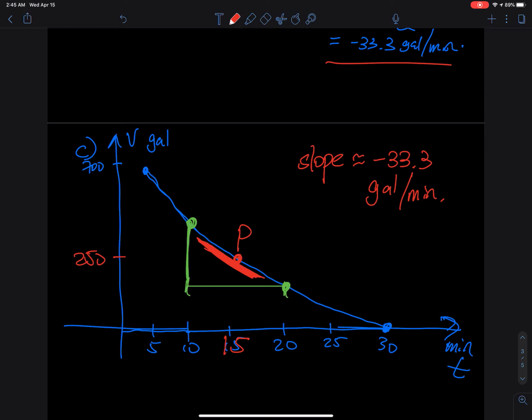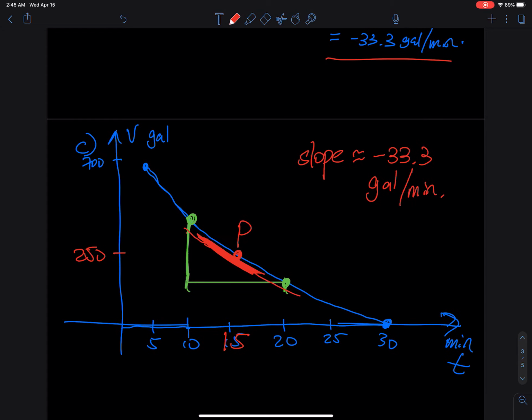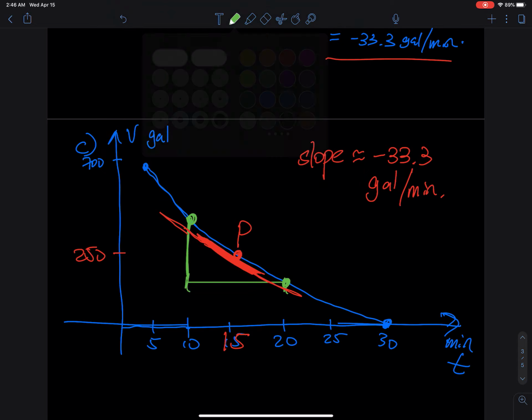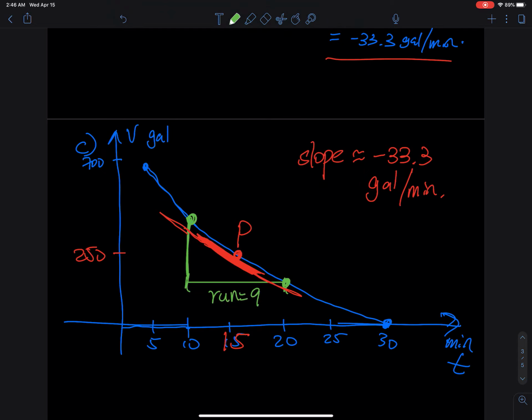take this green point, because if you sketch a straight line, so let's go back to red. If you sketch a straight line, the straight line is not going to touch those two green points. If you sketch a straight line, the run is actually equal to 9. And then the rise is approximately 30. So when you do 30 divided by 9, this is around negative 33.3. The reason we use negative is because the tangent line is going downhill. The red line is going downhill.